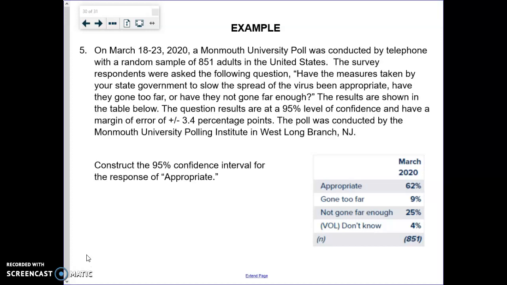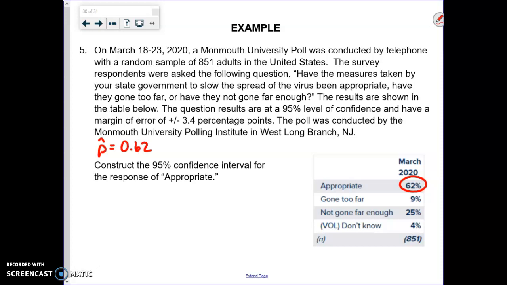So if we take a look here over at this chart, 62% of respondents in this poll said that the measures taken by the state government to slow the spread of the virus have been appropriate. They're talking about the COVID-19 virus. Have been appropriate, have gone too far, or have not gone far enough. Well, 62% said it's appropriate. So right now, that tells us that p hat for appropriate is 0.62. That's the proportion of sample respondents that said the state government has dealt with the spread appropriately.